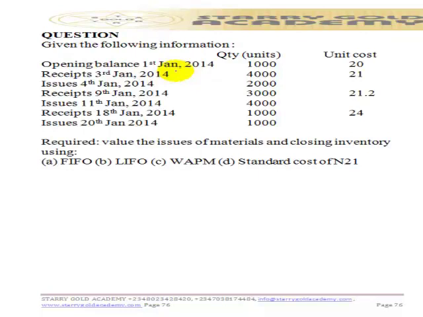Now we have the following question: to determine the value of issues and closing inventory using FIFO, last in first out, weighted average method, and standard cost of 21 naira. So we are using first in first out, last in first out, and the weighted average method.